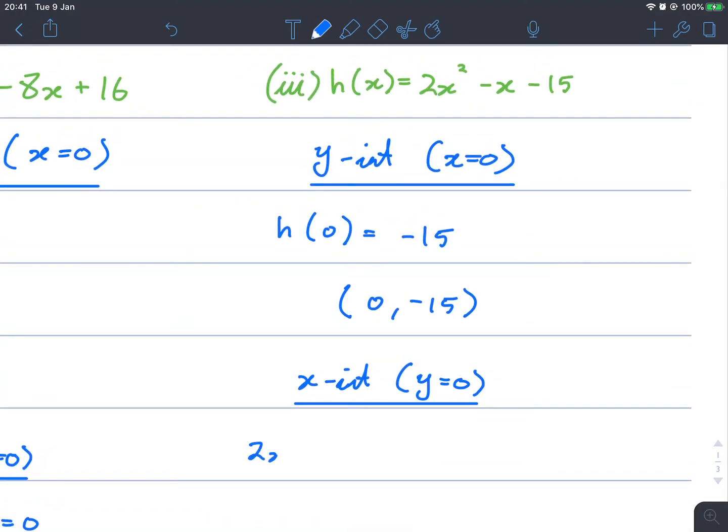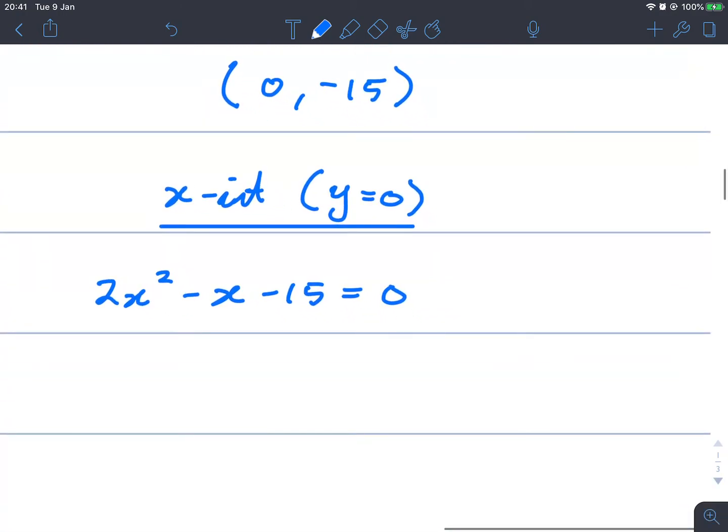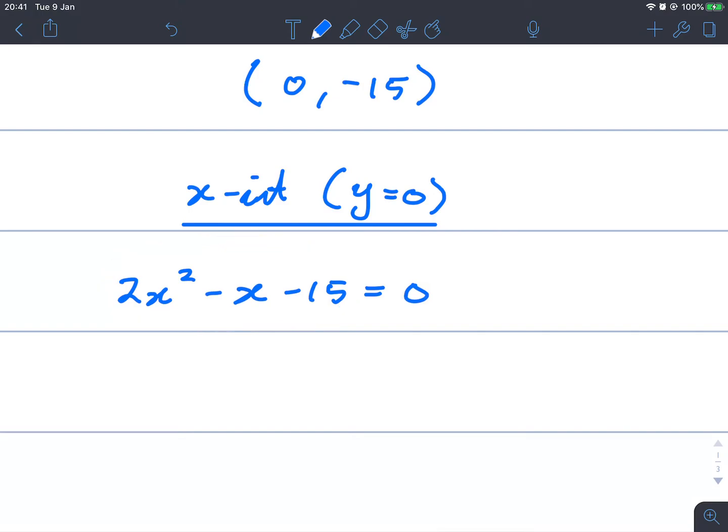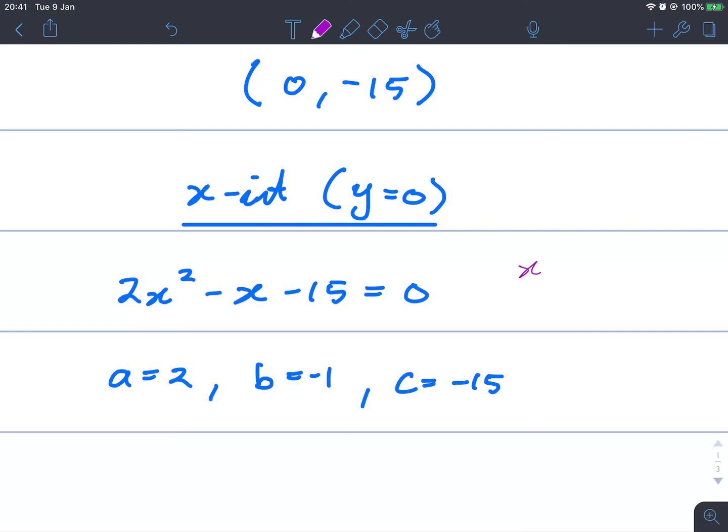So we take our expression 2x squared minus x minus 15 equaling 0, and we solve this in whichever way you like. The moment I see something so difficult like this, I opt for my quadratic formula straight away. So in this case, a equals 2, b equals negative 1, c equals negative 15. In case you've forgotten the quadratic formula, it is x equals minus b plus or minus the square root of b squared minus 4ac, all over 2a.